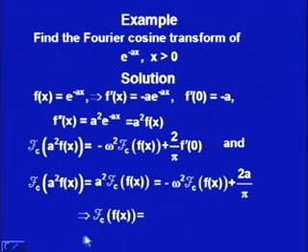So, what we have got, the Fourier cosine transform of f(x) as 2a upon pi divided by a square plus omega square. This term we have taken to this side. So, a square plus omega square times the Fourier cosine transform of f(x) is 2a upon pi. So, we have got the Fourier cosine transform of f(x) as 2a upon pi into a square plus omega square.